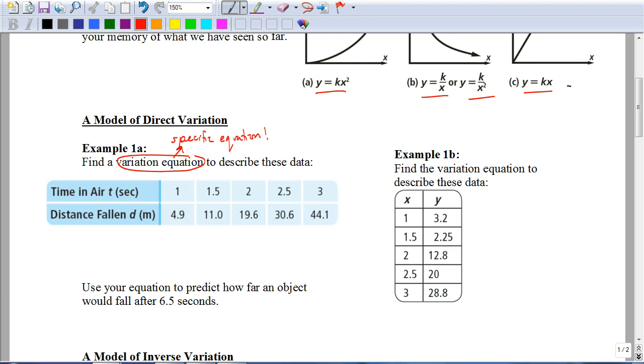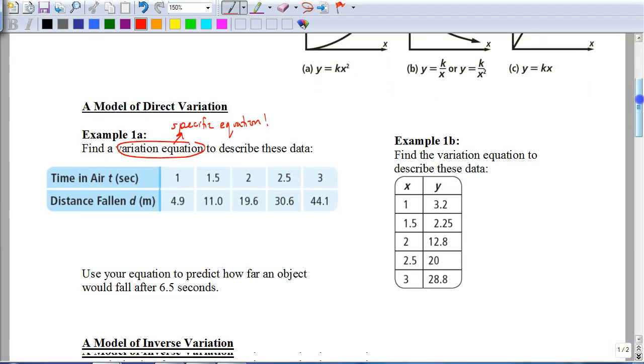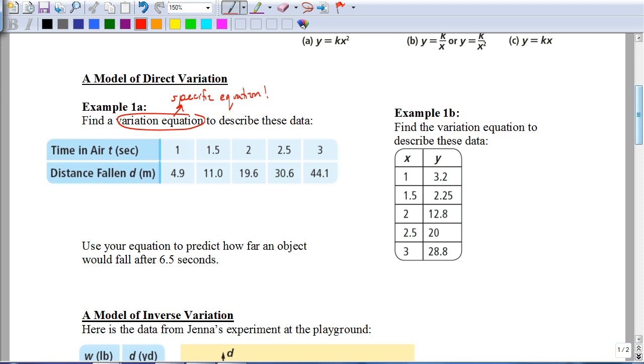But in order for us to do that, we need to know, well, what's our general equation? I'm just given a set of points. How can I figure that out? There's actually two ways. One way gives us a very quick answer, though it takes a little bit more time, and that's using a calculator.